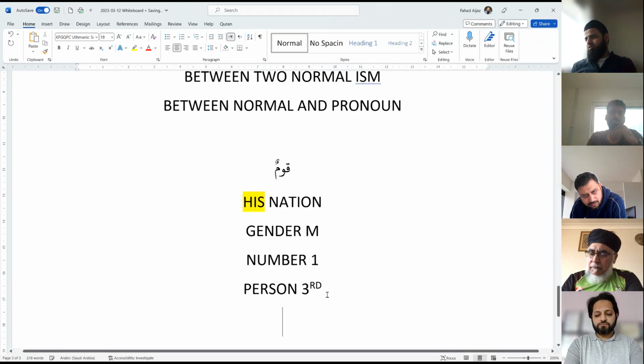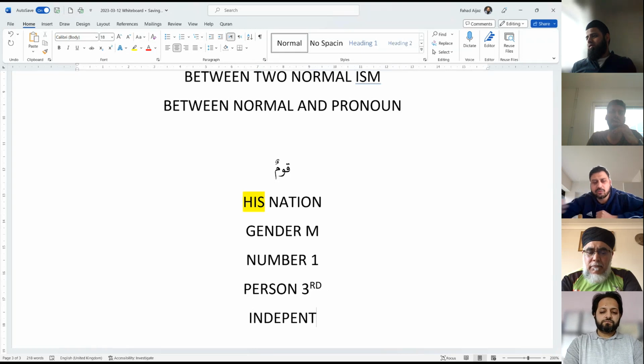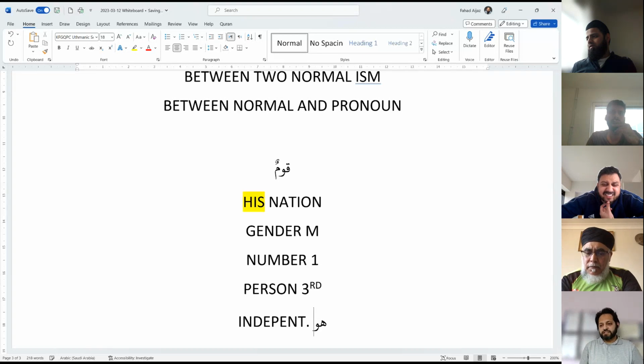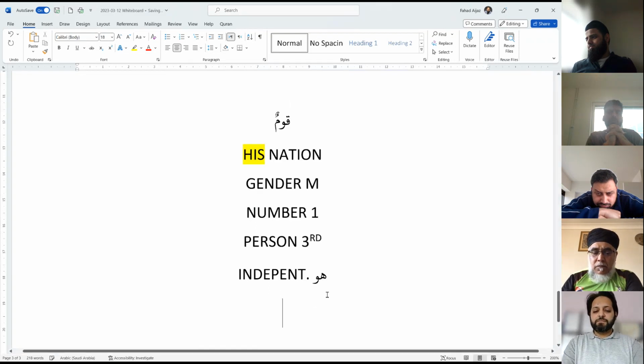Which pronoun is it? Which independent pronoun is it? Huwa. And to construct idafa, you need to use this pronoun. This is the process in your mind that you need to go through whenever you see a pronoun like that: his nation. You ask yourself gender, number, person, and then find its independent form. Once you have found the independent form, you can derive the dependent forms.